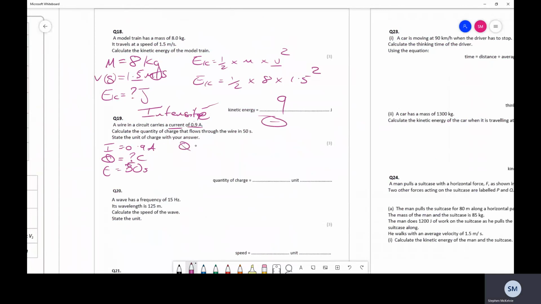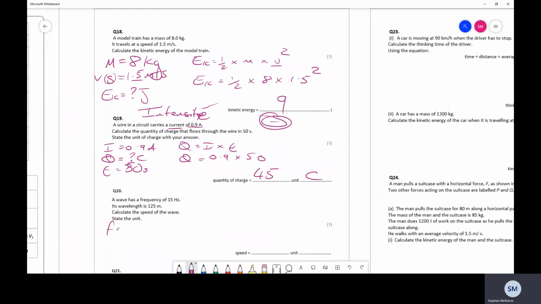Go find my equation. Charge is equal to current multiplied by time. Charge is equal to 0.9 multiplied by 50. That is 45. One electron by itself is useless. A packet of charge is called a coulomb. The unit of charge is C.